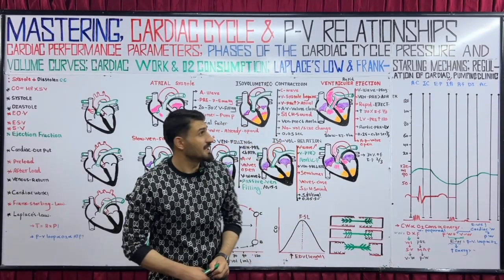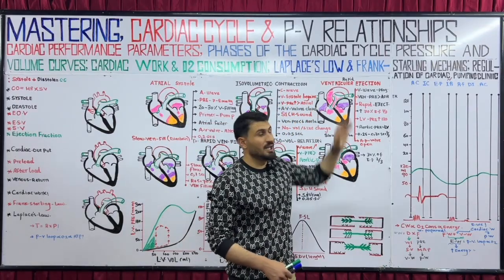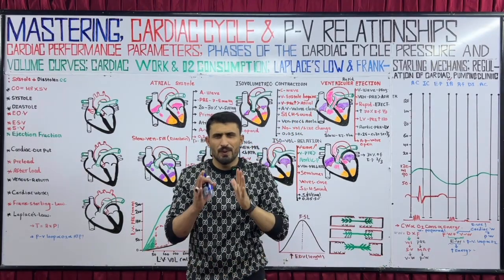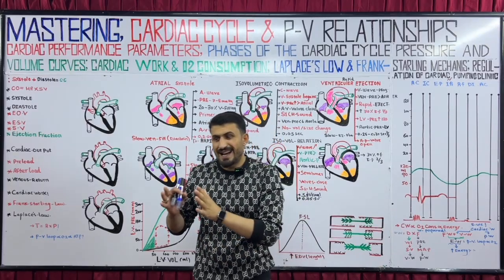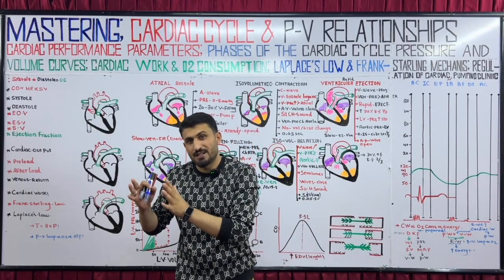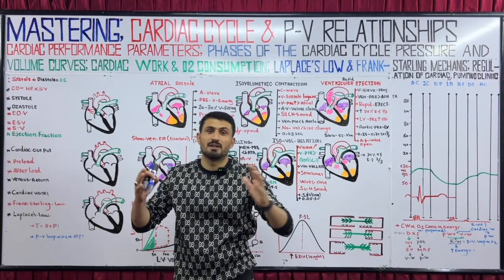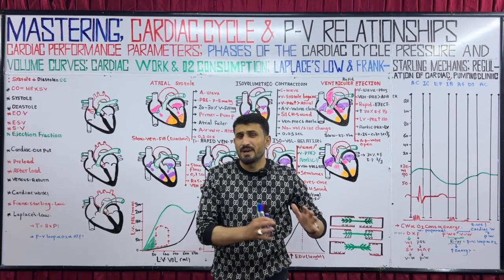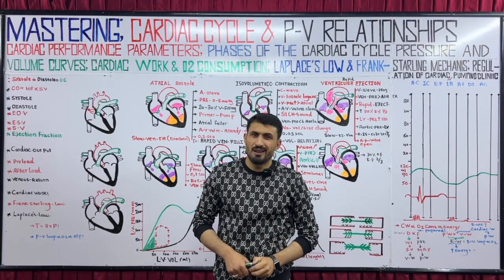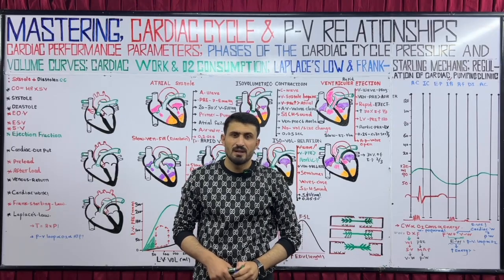Today we're going to discuss the cardiac cycle and pressure-volume relationships. As we know, the heart has two basic functions. One, it acts as a pump that pumps blood through the great vessels to the different parts of the body. Next, it generates electricity, like the SA node. That SA node acts as a pacemaker.